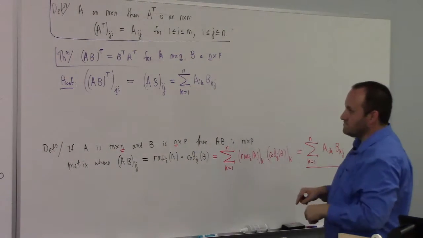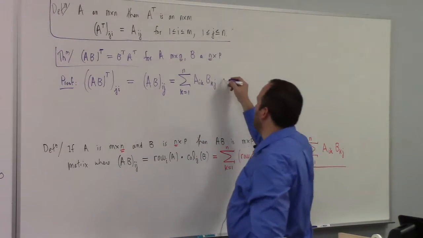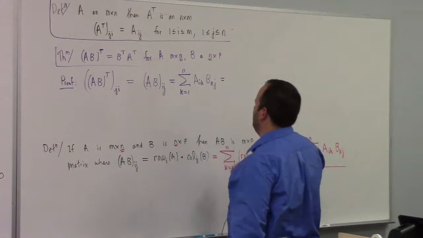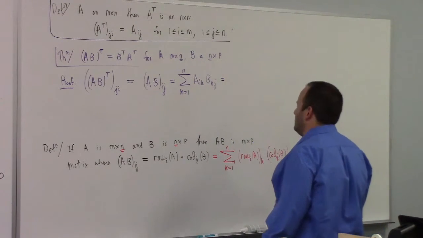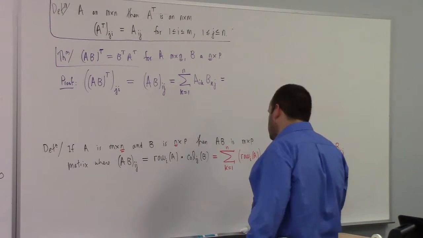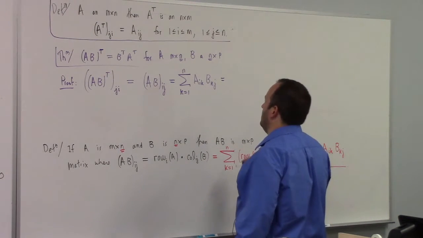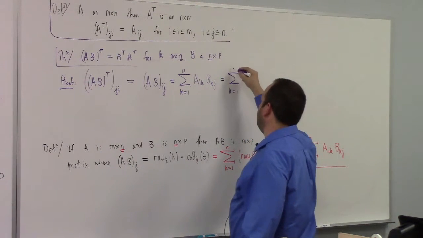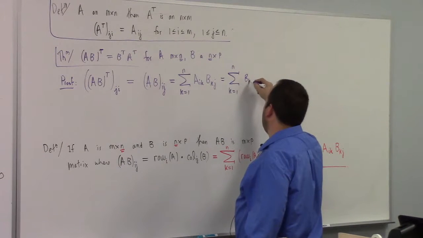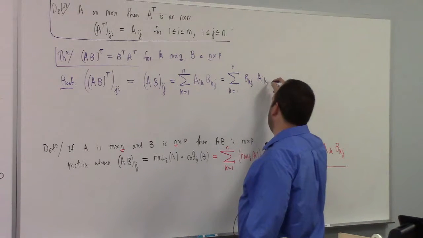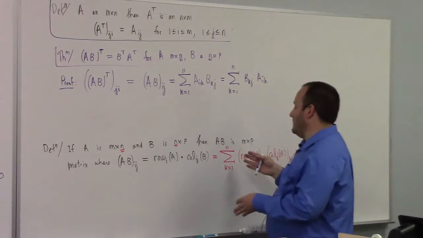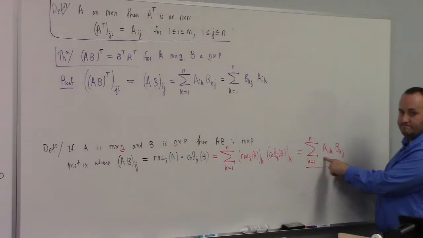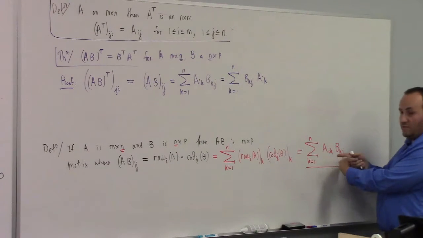Okay, and then this is equal to the sum, k equals 1 to n, of b_kj a_ik. What did I do there? The point of these kinds of formulas is that these are just numbers. So inside this sum, I can switch their order and it's okay.